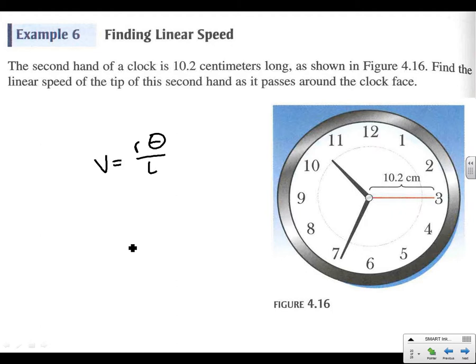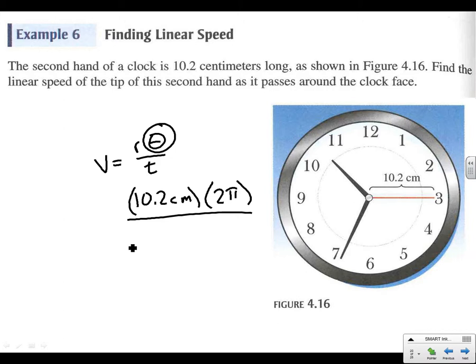And the reason I picked that formula is because those are the pieces of information I know. I know that my radius is 10.2 centimeters. We want to keep our units for these problems. Okay, the linear speed as it passes around the clock face. All right, well, how many radians do I travel as I spin all the way around the clock face? I go in a full circle. So I know that I'm going to go 2 pi.